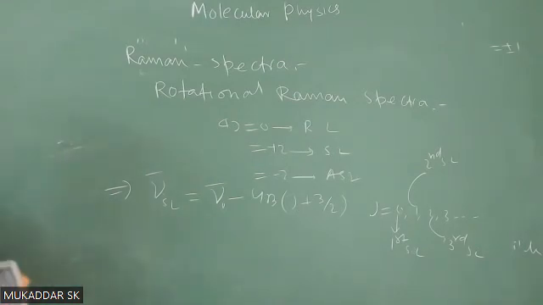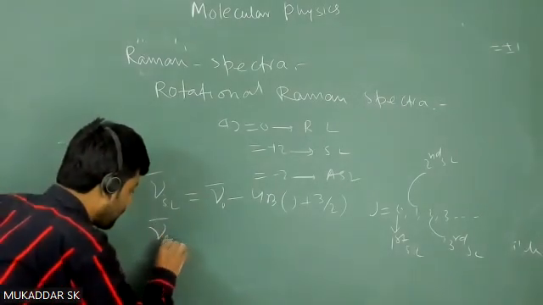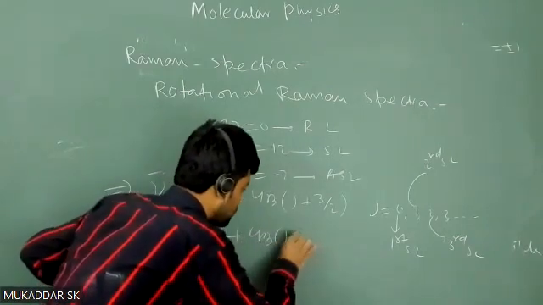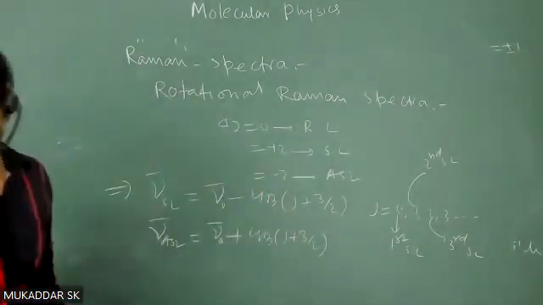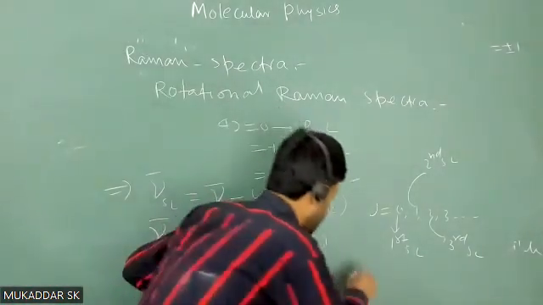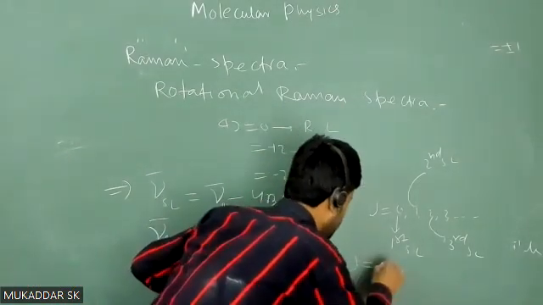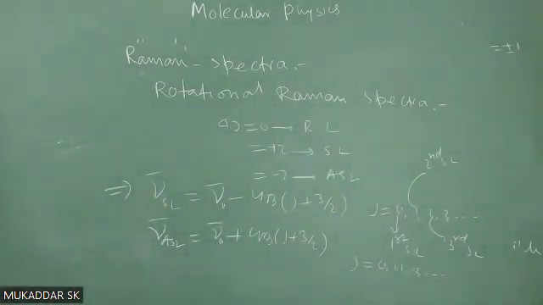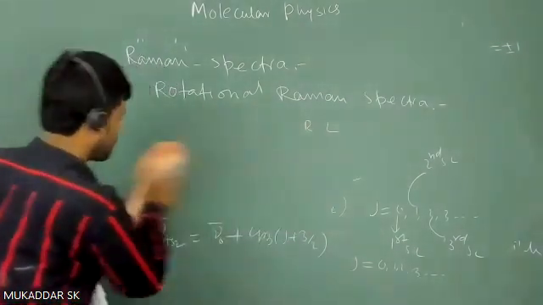But if you see the anti-Stoke line, location of anti-Stoke line nu bar ASL, that will be nu 0 bar plus 4B(J plus 3/2). लोकेशन ऑफ एंटी स्टोक लाइन, और यहाँ से आपको जो मिलेगा, J again can take value 0, 1, 2, 3 and so on, and correspondingly you will get the location of anti-Stoke line. 0 means location of first anti-Stoke line, 1 means second anti-Stoke line and so on.